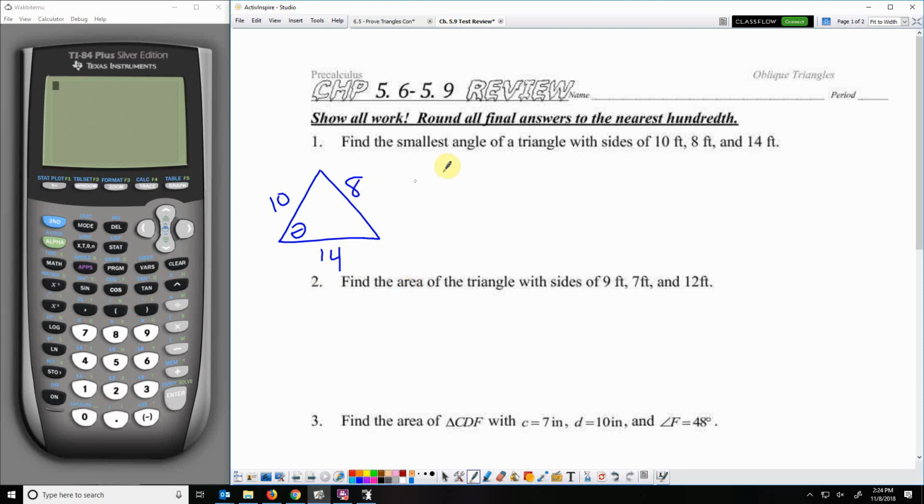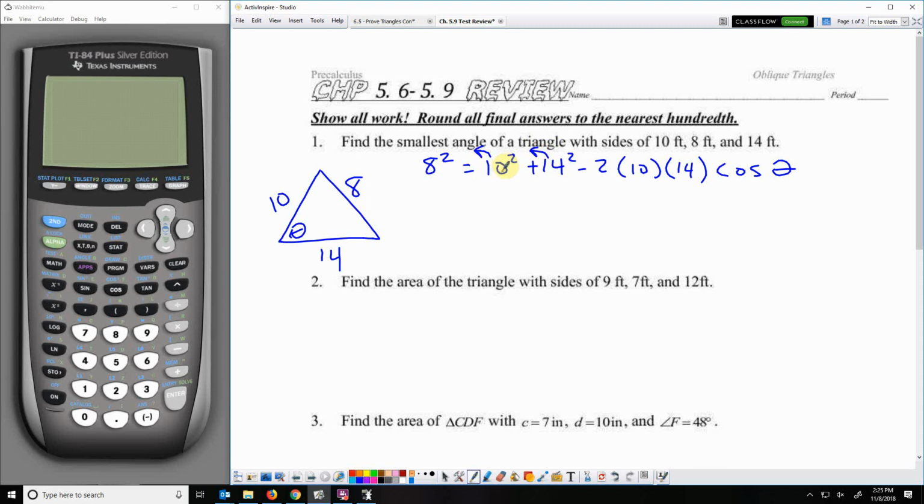So we would start with 8 squared, and we're going to end with cosine of this angle, which I call theta, so cosine theta. So 8 squared equals 10 squared plus 14 squared minus 2 times 10 times 14 times cosine theta. Okay, so that's the law of cosines. So to get this angle by itself, we're going to have to subtract these.